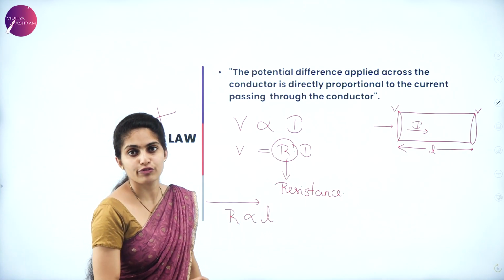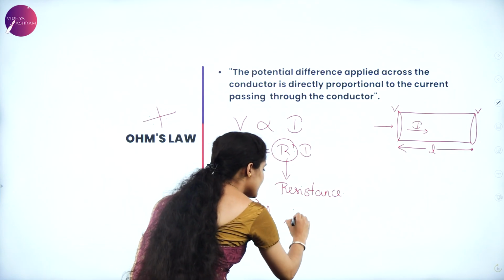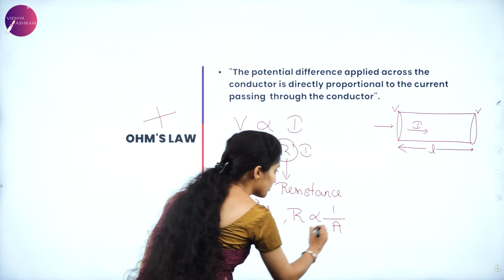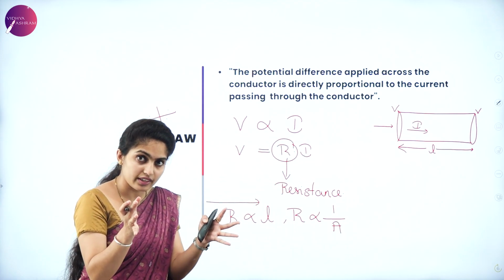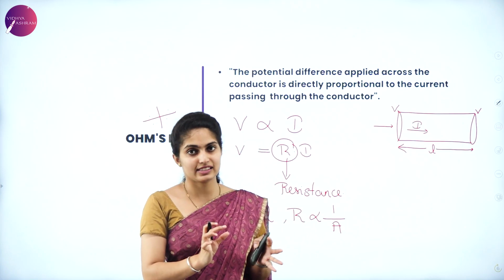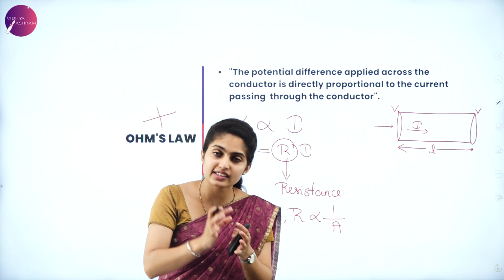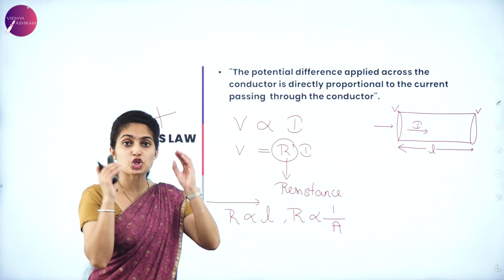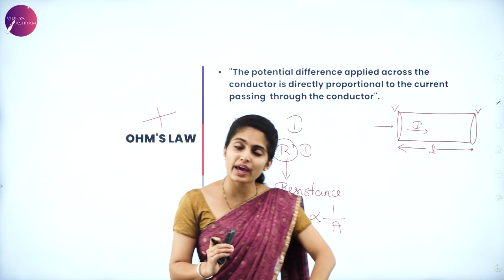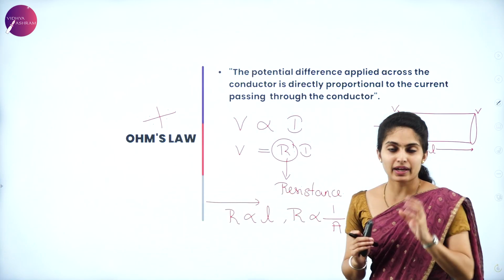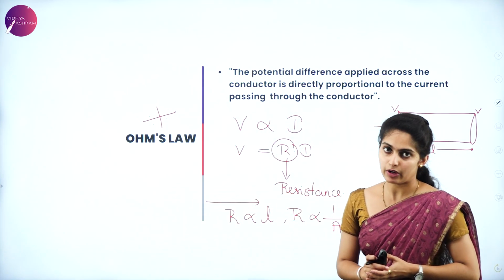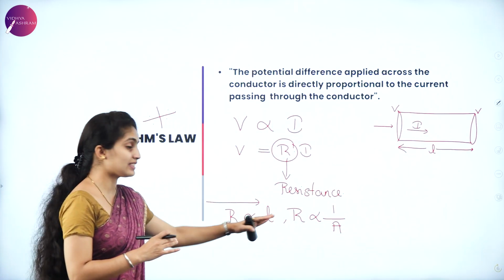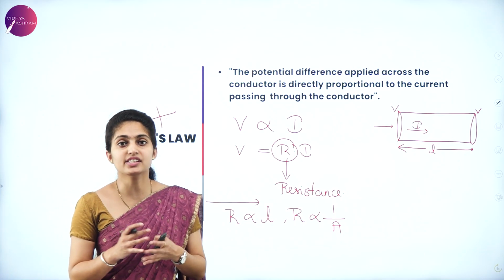Coming to the second law of resistance, it tells that resistance is inversely proportional to the area. That means as the area increases, the power of resistance decreases, or as the area decreases, the power of resistance increases. So these are the concepts you will have to keep in your mind. It is very, very important even for the practical of your second PUC. You have to remember Ohm's law as well as how resistance is applied and on what factors it depends.